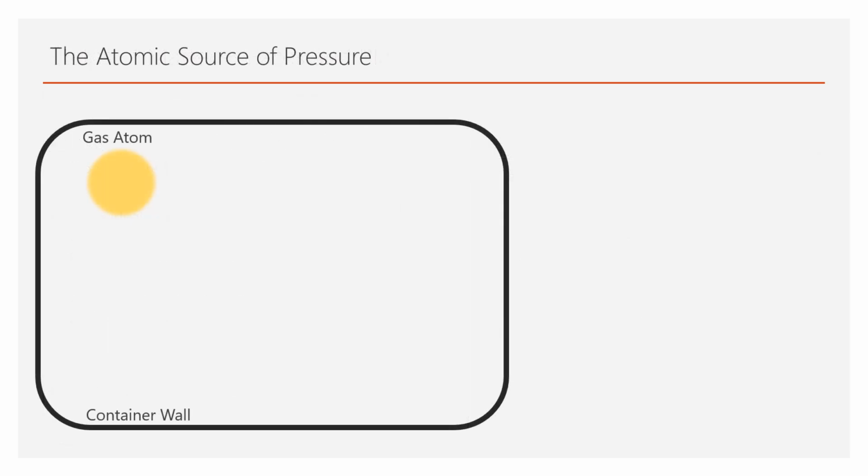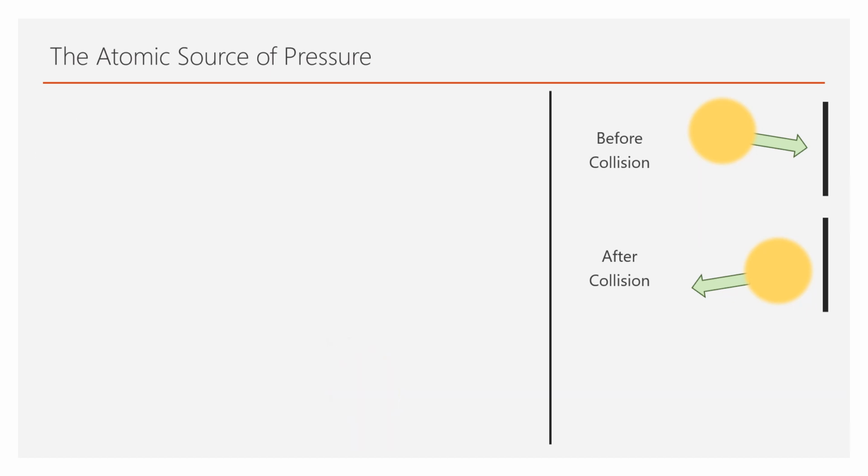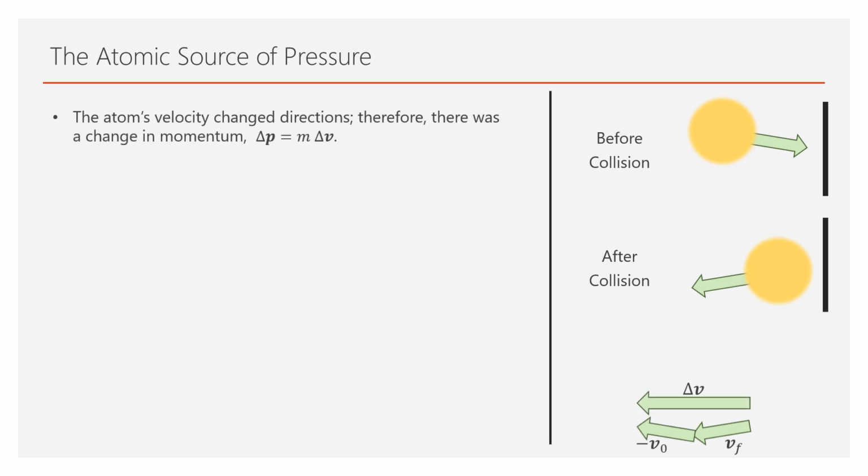Let's now look at the atomic source of pressure. In this cartoon, an atom of gas collides elastically with a wall. Here's the atom just before the collision, and here it is again just after the collision. In this animation, we will graphically find the atom's change in velocity. The atom's velocity changed directions. Therefore, there was a change in momentum equal to the atom's mass multiplied by its change in velocity.